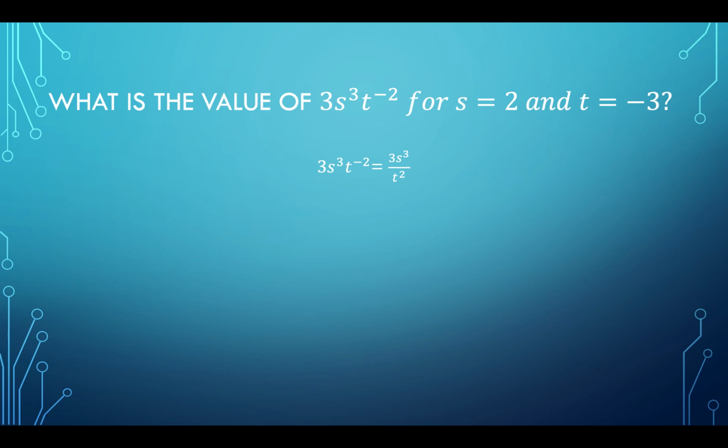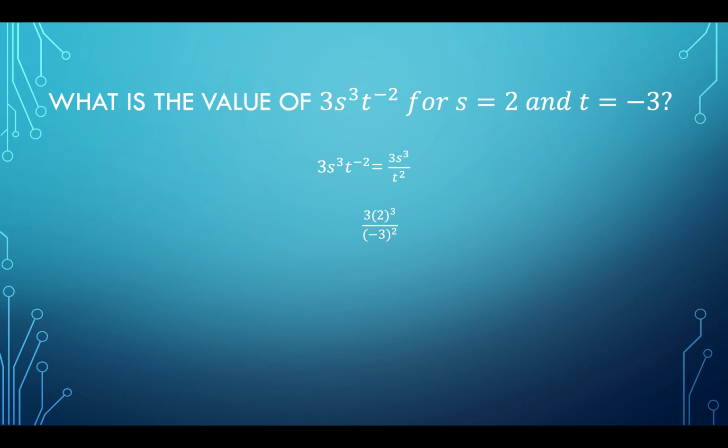So 3s cubed. Anything to the third power is cubed, so if you hear me say cubed, that means it's to the third power. So 3s cubed times t to the negative 2. Remember, we don't like that negative exponent. The easy trick: whenever you see a negative exponent in the numerator, drop it down into the denominator and it becomes positive. If there's no fraction, now you make it a fraction. So this now becomes 3s cubed over t squared.